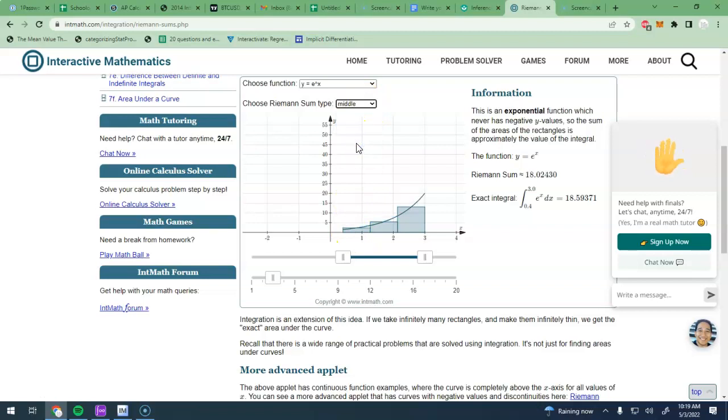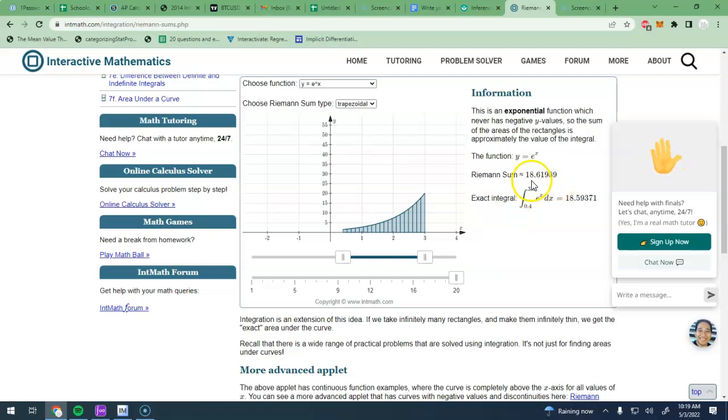Mid would be pretty decent. Mid would be pretty mid, yeah. Mid would be mid. And then trap is pretty good. I can have more trapezoids.